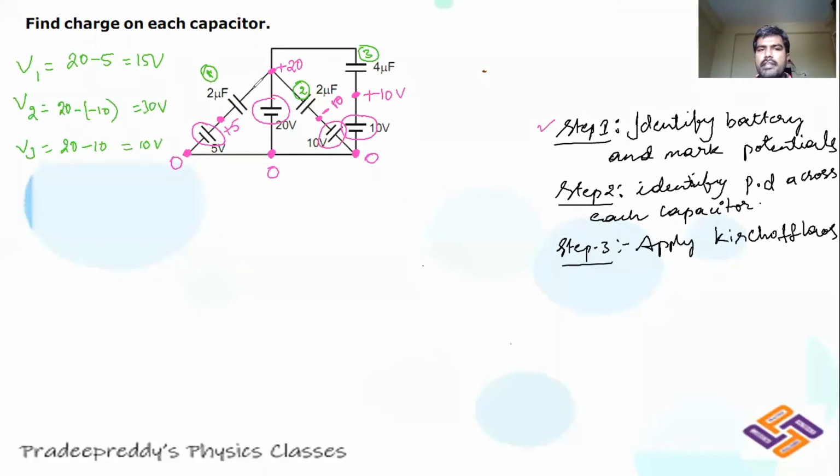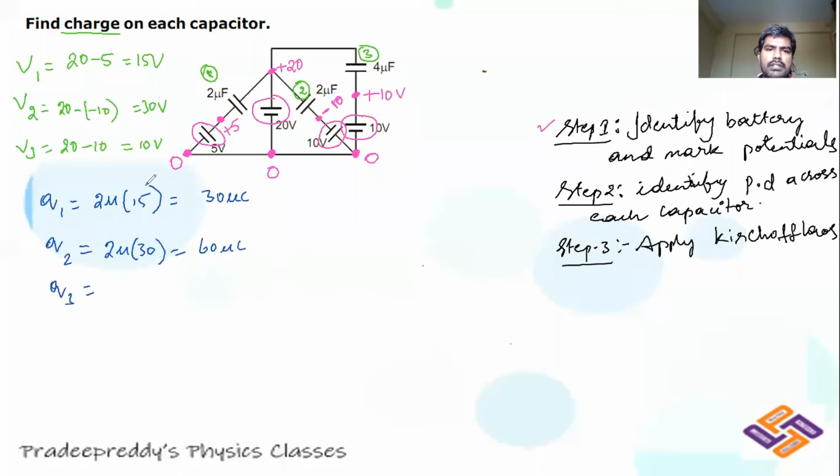We have got the potentials across each capacitor. What you are supposed to find out is the charge on each capacitor. You can find out the charge on each capacitor now, right? Q1, the charge on the first capacitor, will be equal to 2 microfarad into its potential difference, that is 15, which is equal to 30 microcoulomb. The charge on the second capacitor Q2 will be equal to, what is Q2? It is 2 microfarad into, what is its potential difference? 30. This is equal to 60 microcoulomb. Next, what about the third one? Q3, the charge on the third one, it will be, how much is its capacity?